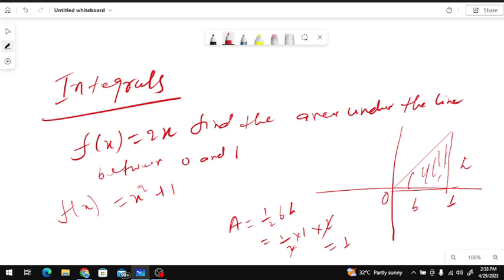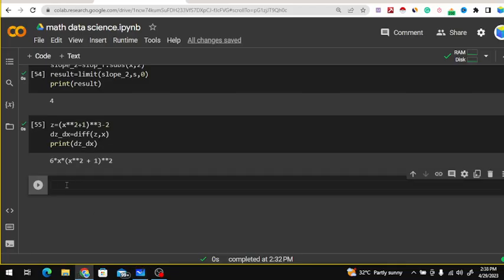Let's see how we calculate this area with algorithms. It's the most important part, and I will try to find the integral approach in Python. First we need to go here. It's the integral approach.